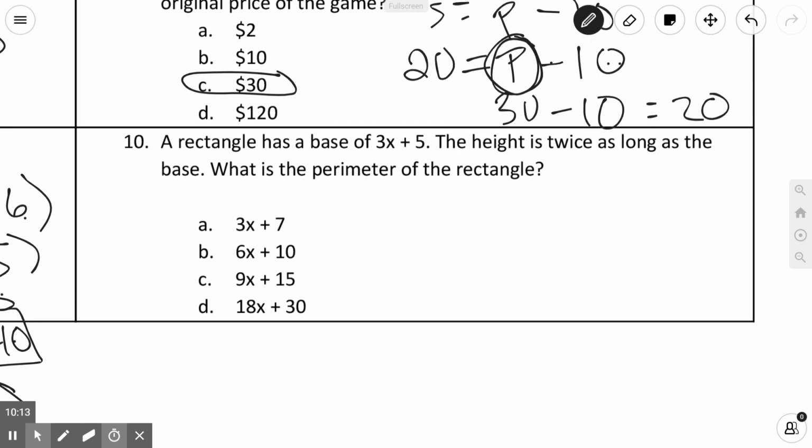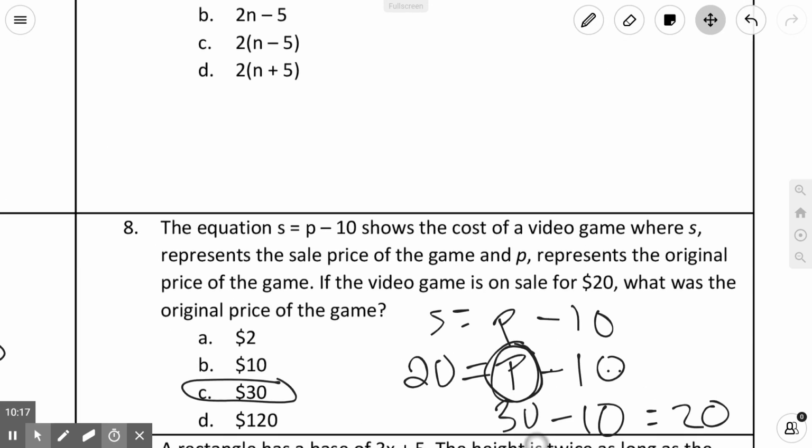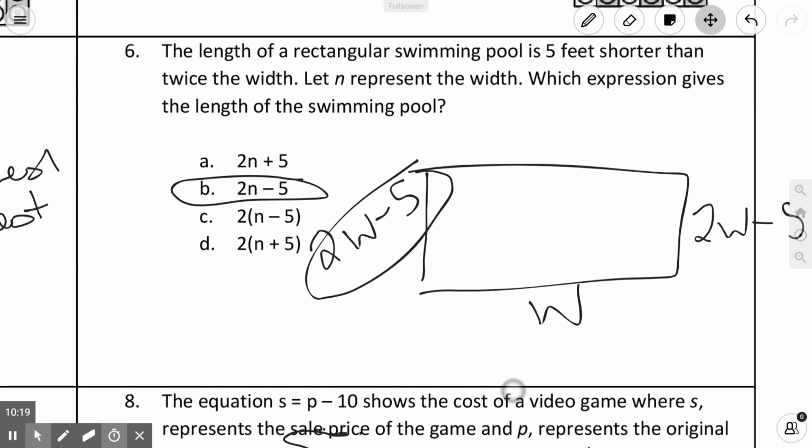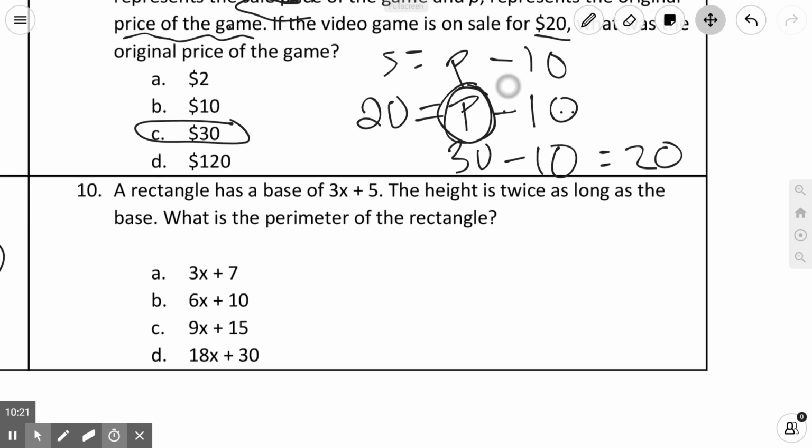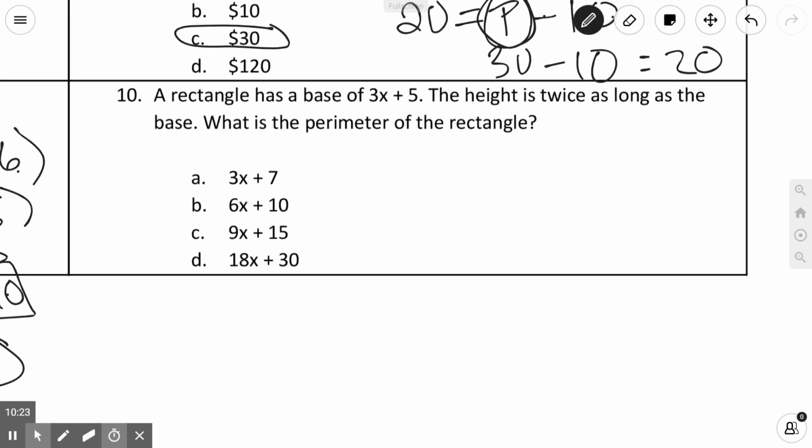A rectangle has a base. What did I do? Okay, here we go. This one asks for the perimeter. Rectangle has a base of 3x plus 5. So let's draw the rectangle. The height is twice as long as the base.